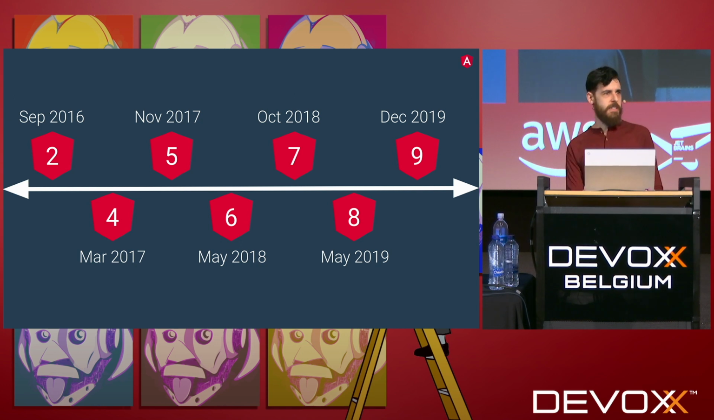You may be wondering why you don't see a 3 in this timeline. We skipped version 3 just because it was going to confuse people. A lot of people were saying after Angular 2, is there going to be an Angular 3? And no, there's not going to be an Angular 3. We just skipped to 4.